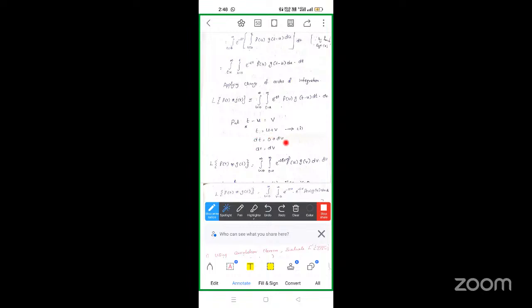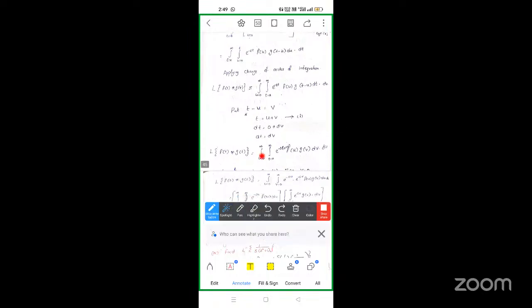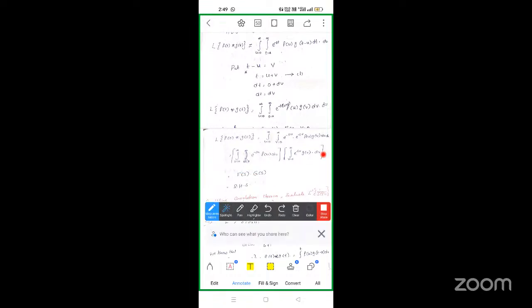So differentiate on both sides. dt is equal to 0 plus dv, so dt is equal to dv. So substitute here: 0 to infinity, u to infinity, e power minus s into u plus v, f of u, g of v into dv into du. Splitting, we get e power minus su, e power minus sv, f of u, g of v, du into dv.